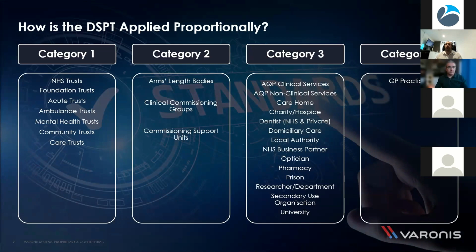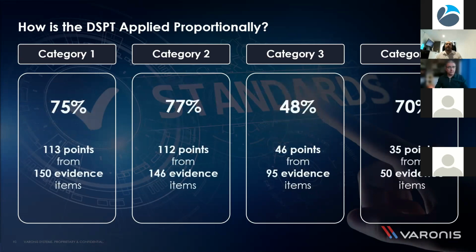Now, as part of the DSPT, it's not expected that GP practices and care homes, for example, have to follow the exact same standards as an NHS trust, which is why they've split that out. So there are different areas within the DSPT, depending on which category you fall under, as to the points you need to provide evidence for. So if you're in category 1, you're an NHS trust hospital, you'll need to provide evidence for 113 points from a total of 150 points. So you need to provide 75%.